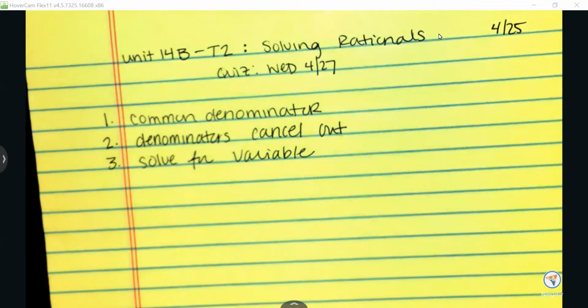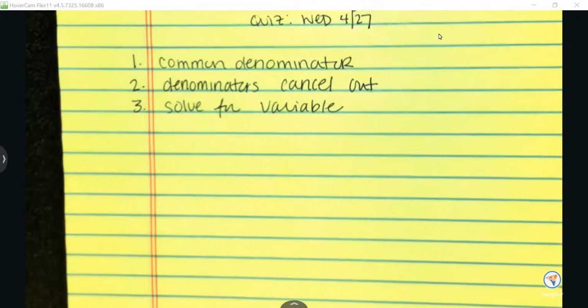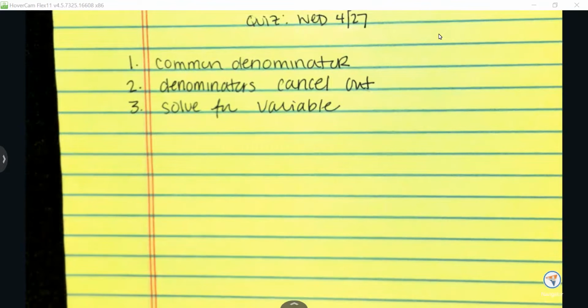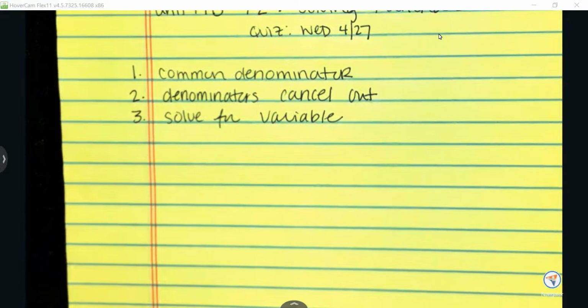Okay. So I have 5 examples. We're going to go until we understand what we are doing. The most important thing is you have to understand how to find a common denominator. And if you don't understand that, then you need to ask questions because you can't move past there. Solve for variable. Okay. All right.